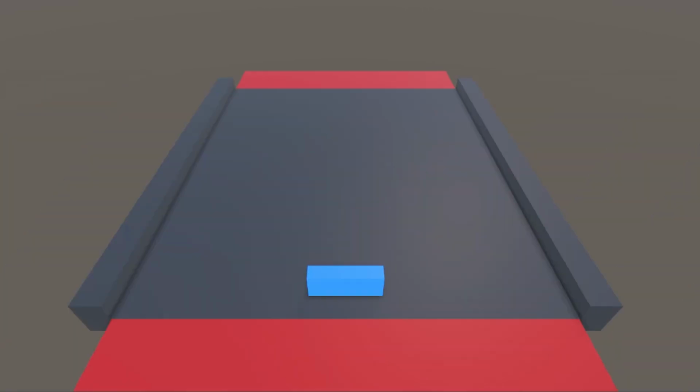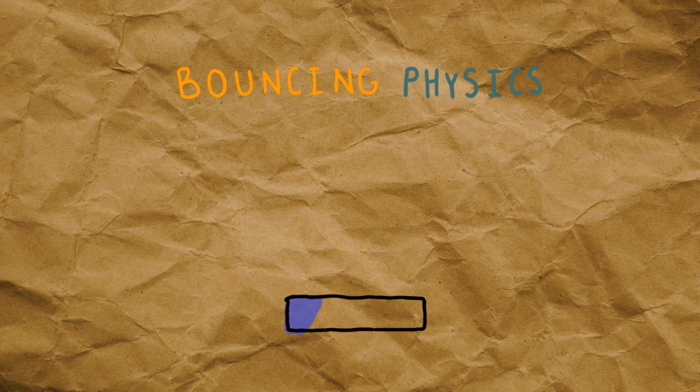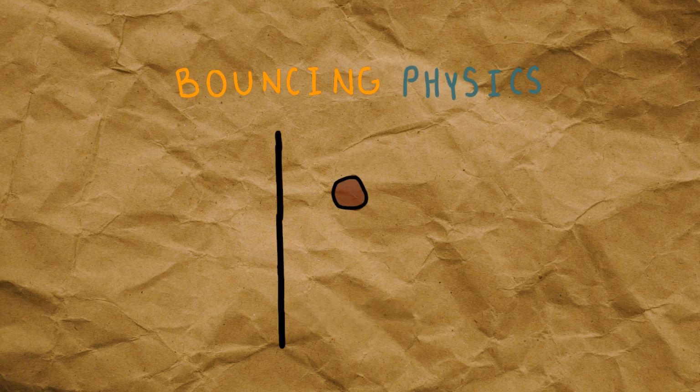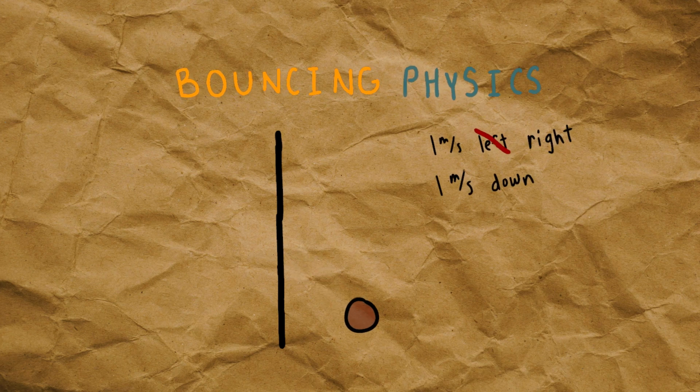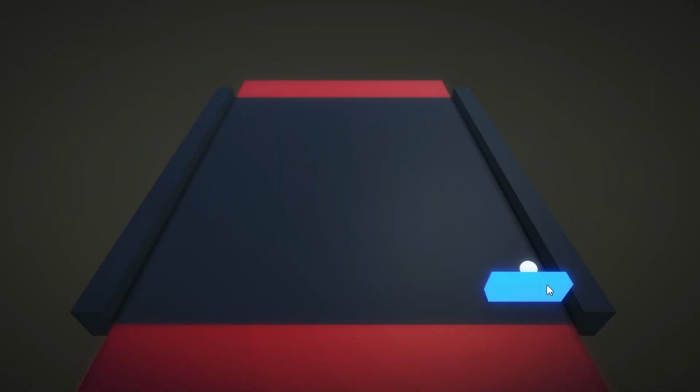Next, I need to add the ball, and let's create another script to simulate bouncing. In this script, we need to add some bouncing physics. This can be achieved with some trigonometry, which I won't bore you with. In short, if you hit the edge of the platform, you will bounce off at the most extreme angle, and if you hit the middle, you bounce off directly vertically. When the balls hit the walls, we simply reverse the x direction and keep the y direction the same.